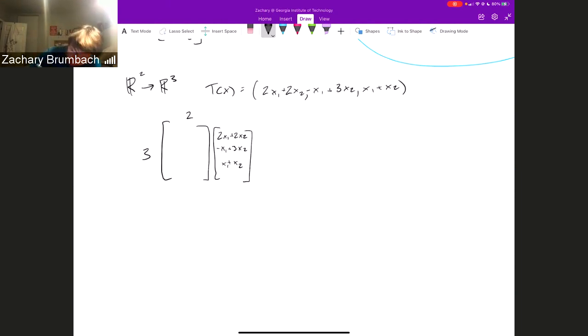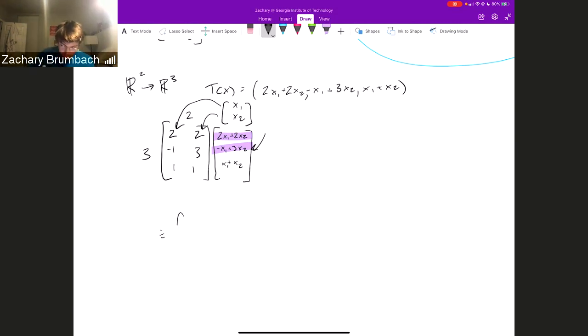So how do we find this? How many x1s are present in the first row? 2. How many x2s? 2. Going down rows, negative 1 x1 is present and 3 x2 is present. Remember, with x1, x2 here, we multiply 2 times x1 plus 2 times x2, which gives us this. Going down a row, negative 1 x1 plus 3 times x2 gives us that. And finishing at the bottom, 1 x1 plus 1 x2. This is our matrix.